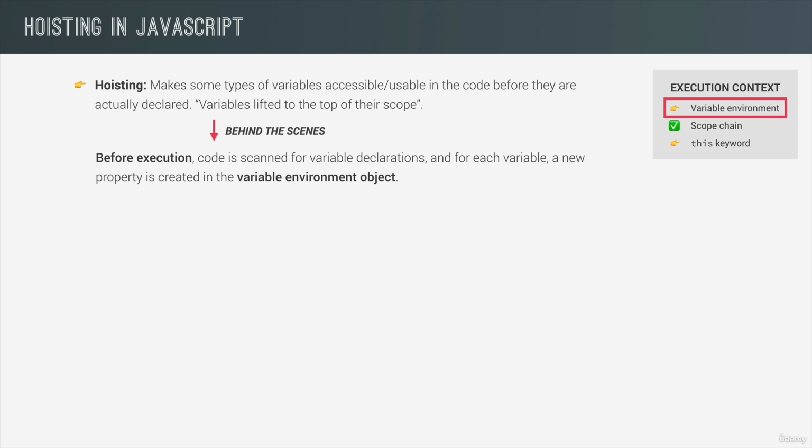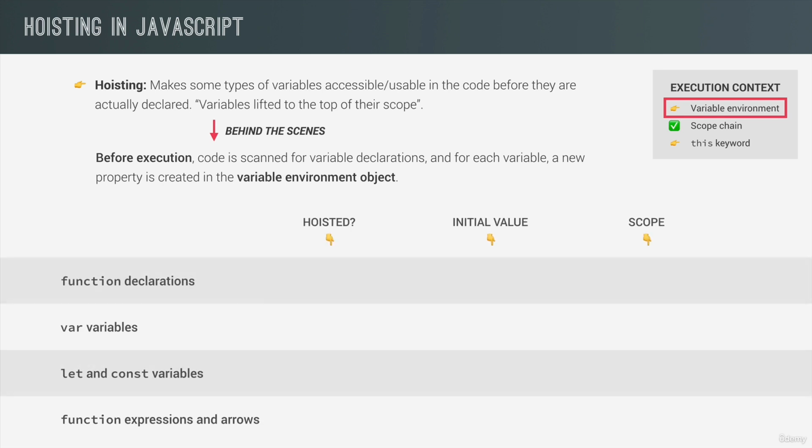So this happens during the so-called creation phase of the execution context that we talked about before. Then, for each variable that is found in the code, a new property is created in the variable environment object. And that's how hoisting really works. Now, hoisting does not work the same for all variable types. And so let's analyze the way hoisting works for function declarations, variables defined with var, variables defined with let or const, and function expressions, and also arrow functions.